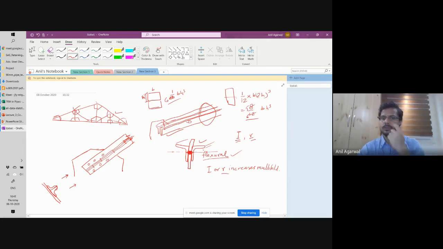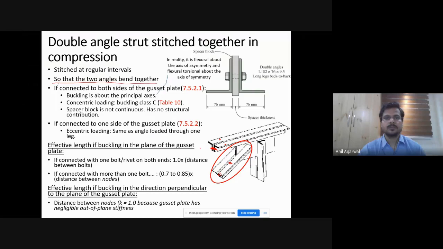Same thing would happen here when you stitch them together, then they will bend together. So that is very, very important. So you stitch at regular intervals in a way so that they bend together. And if they are connected to both sides of the gusset plate, then there is a certain set of provisions. And if they are connected to one side of the gusset plate, then there is a certain set of provisions.